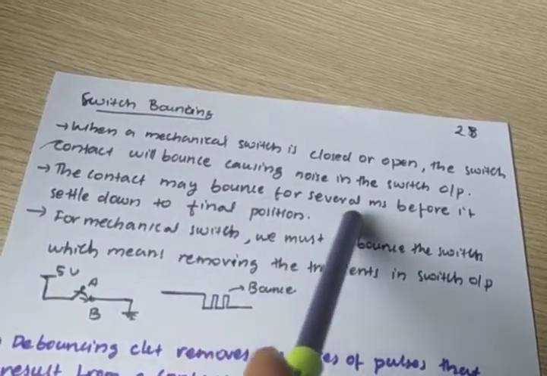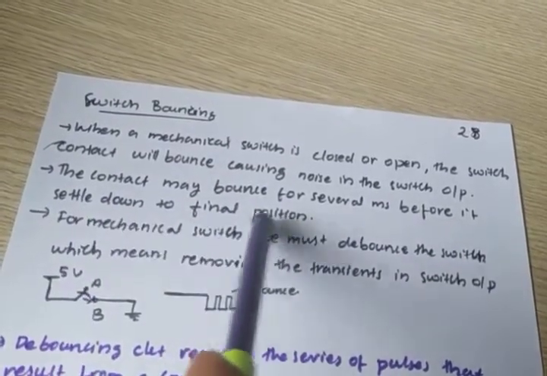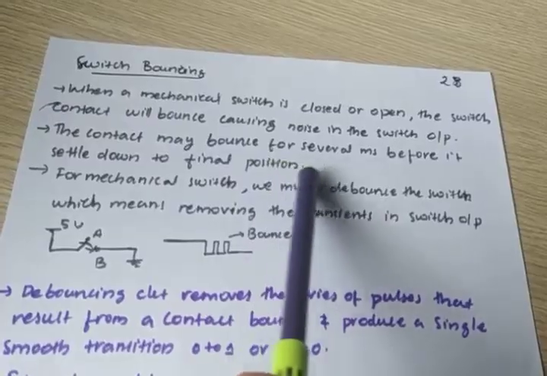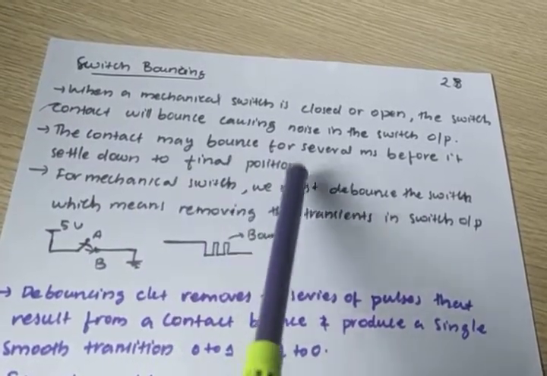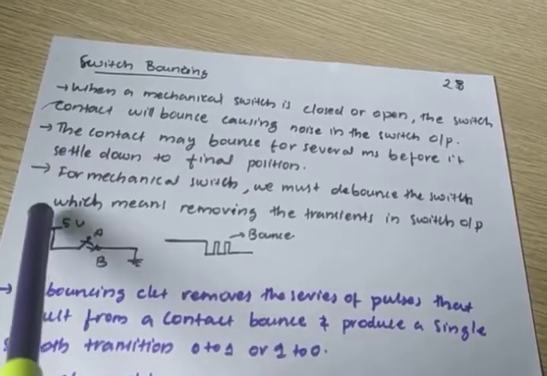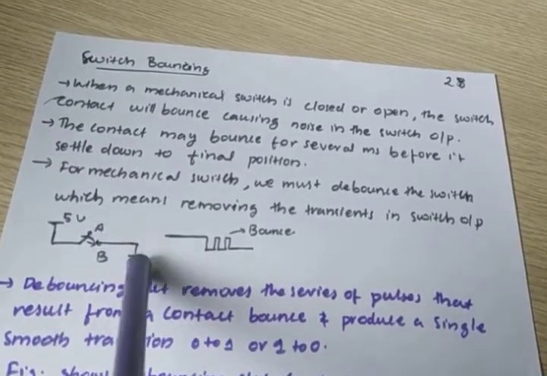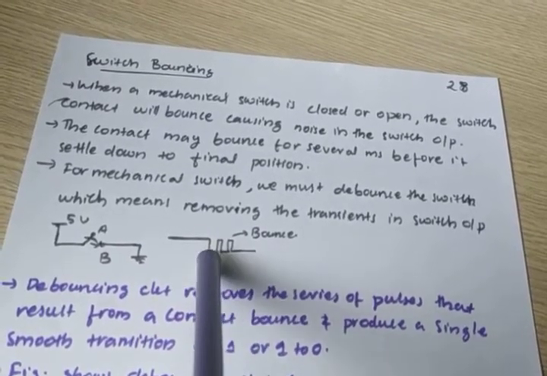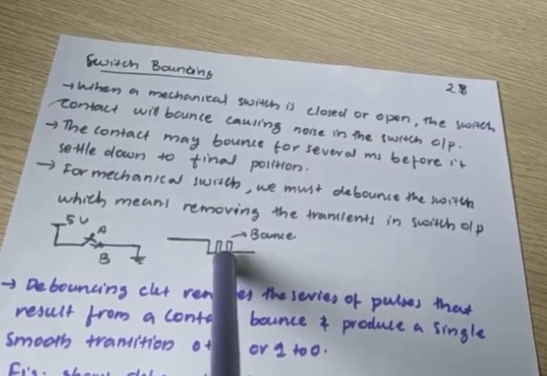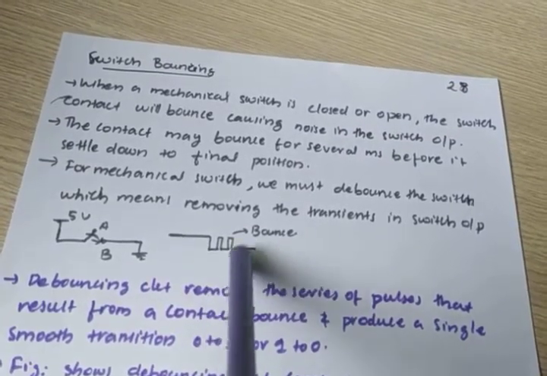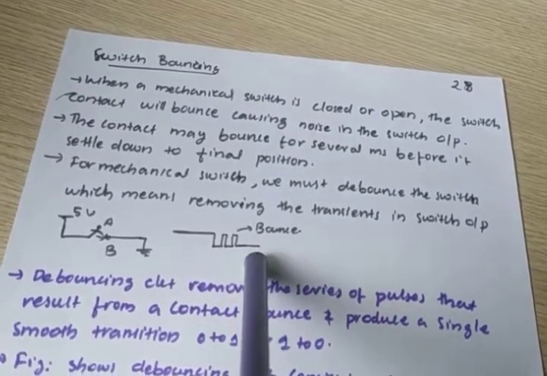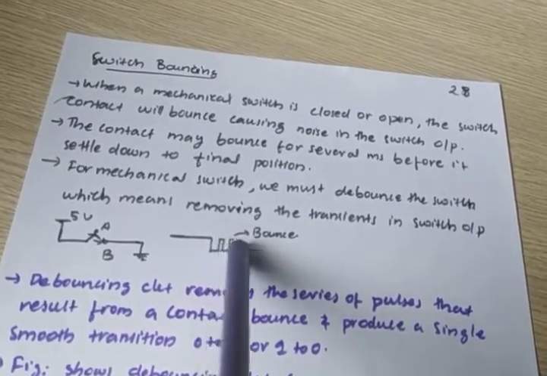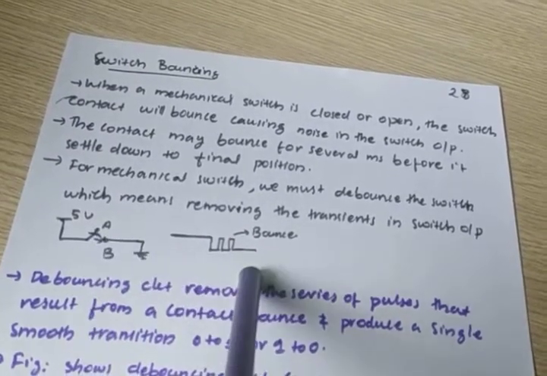The contact may bounce for several milliseconds before it settles down to the final position. So when it is connected to B, this 5V is connected to ground. That means we get a 0 voltage. It should go to 0, but instead of going to 0, for a small time duration a sudden 1 pulse comes, then it is 0 again. A sudden high pulse comes, again 0, like that. That means this pulse is due to the bouncing of the switch at the point B.